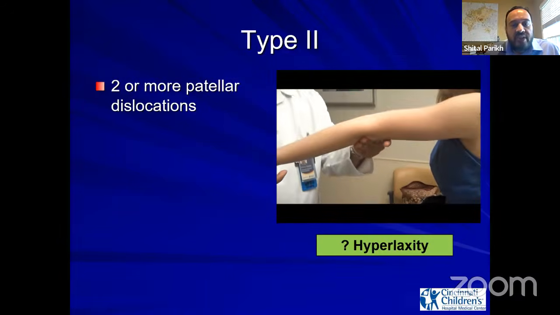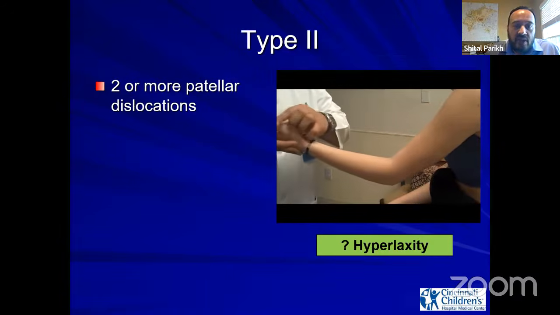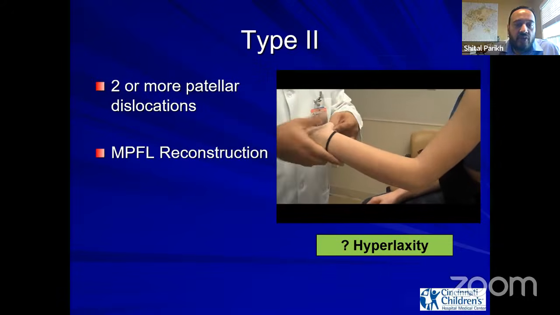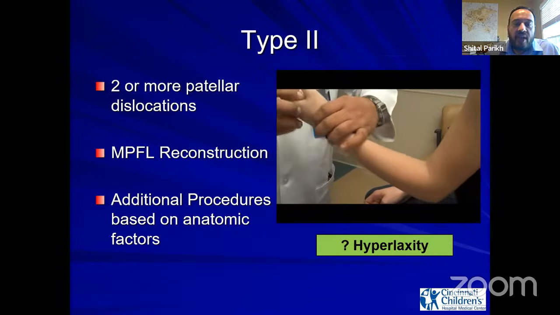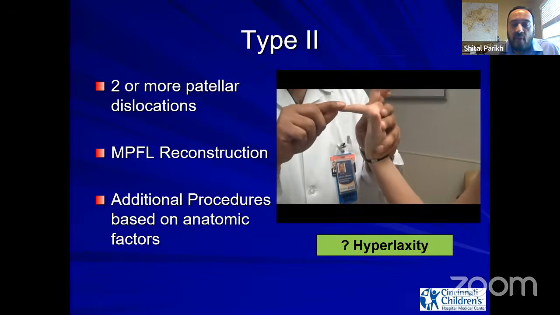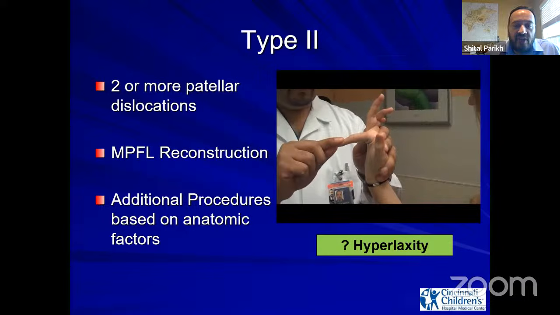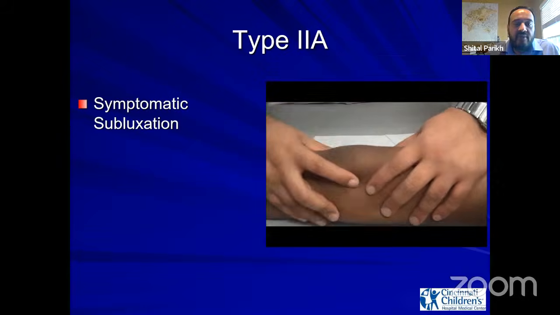Type 2 instability is recurrent dislocation, two or more patellar dislocations, and the cornerstone for treatment here is MPFL reconstruction, and additional procedures may be required based on anatomic factors. These patients can have hyperlaxity, which is typically determined by a Beighton score, and anything more than 5 out of 9 on the score represents hyperlaxity.